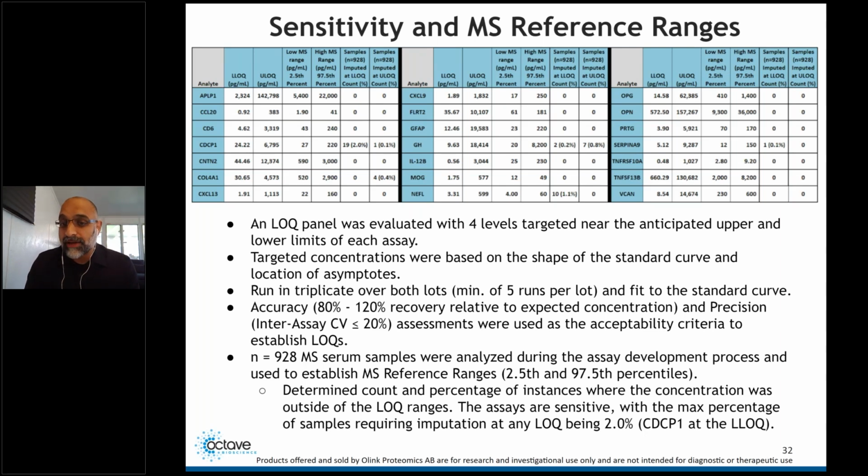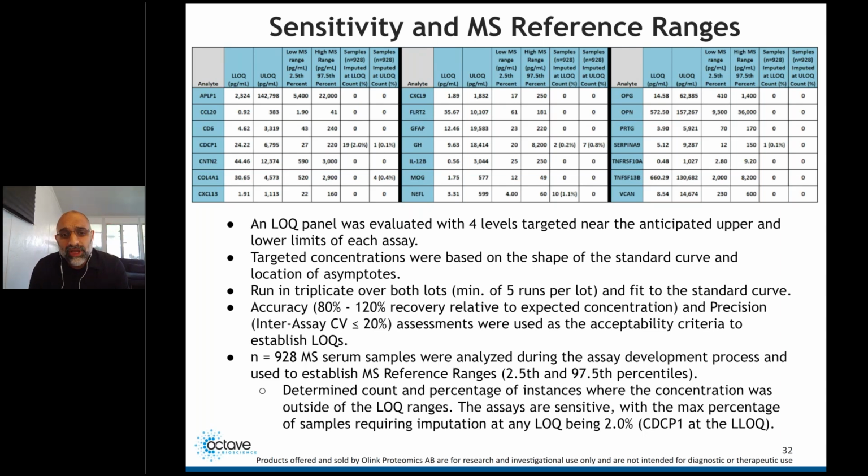These LOQ panels were run in triplicate over both lots, and there was a minimum of at least 5 runs per lot, and they were then fit back to the standard curve to determine the concentration in picograms per mil. We established an accuracy and a precision specification, and these were used as acceptability criteria to establish both the upper and lower limit of quantitation in the assay. Those are represented on the table above, the LLOQ and the ULOQ.